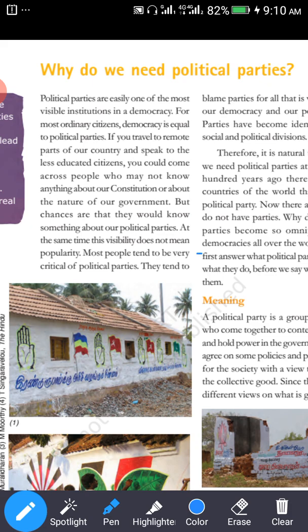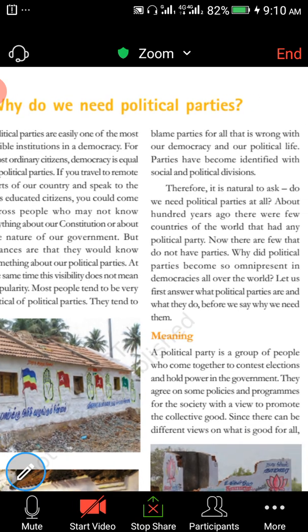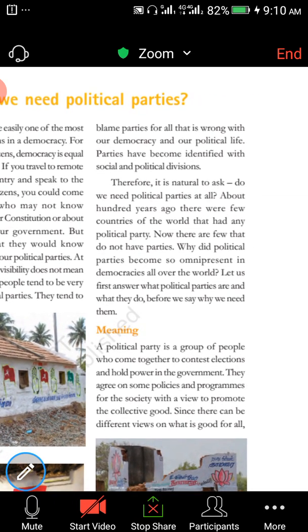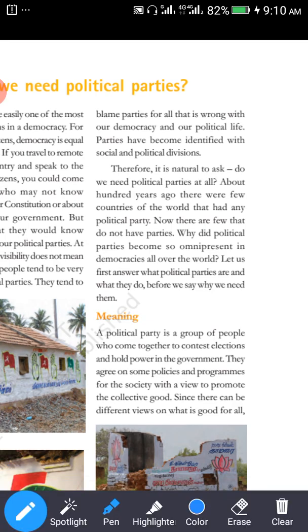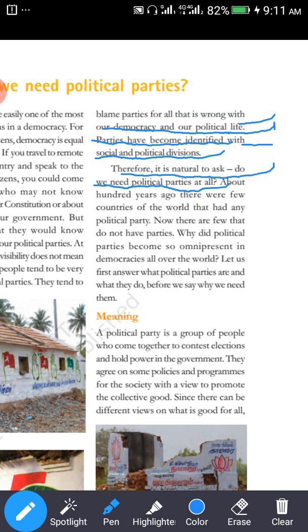Most people tend to be very critical of the political parties. And what happens then? They tend to blame parties for all that is wrong with our democracy. Which type of wrong activities are they saying are wrong with our democracy and our political life? The parties have become identified with social and political divisions. You may see in different areas the political parties promote some group, some caste, and therefore it is natural to ask, do we need political parties at all? We think, no, it is not right, it is wrong.